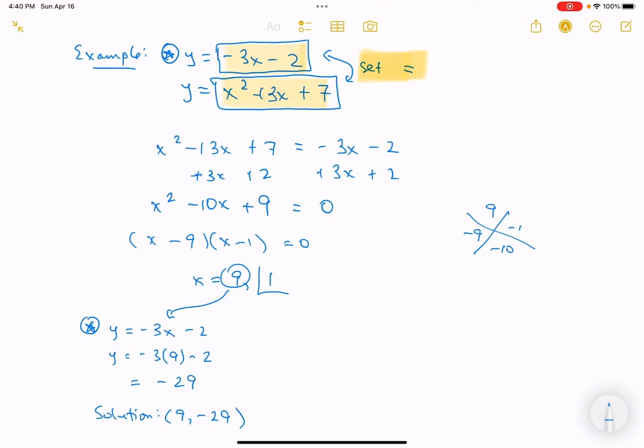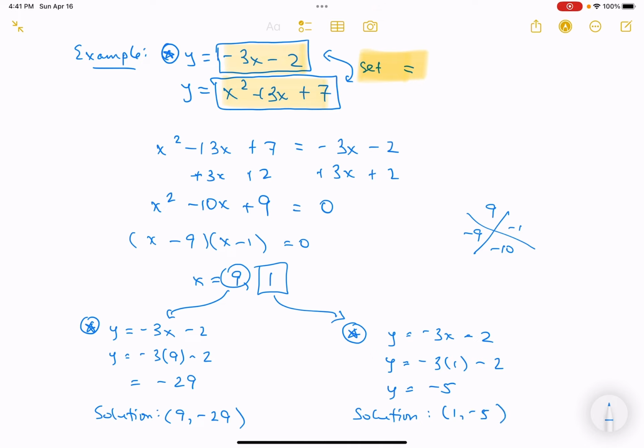Then I'll take my second x value, which is 1, and plug that into either one of the equations on the top. Again, I'll plug it into the simpler one, the linear equation. Negative 3x minus 2. Plug in 1. And that looks like y equals negative 5. So another solution. The x value was 1. The y value was negative 5. Sweet.